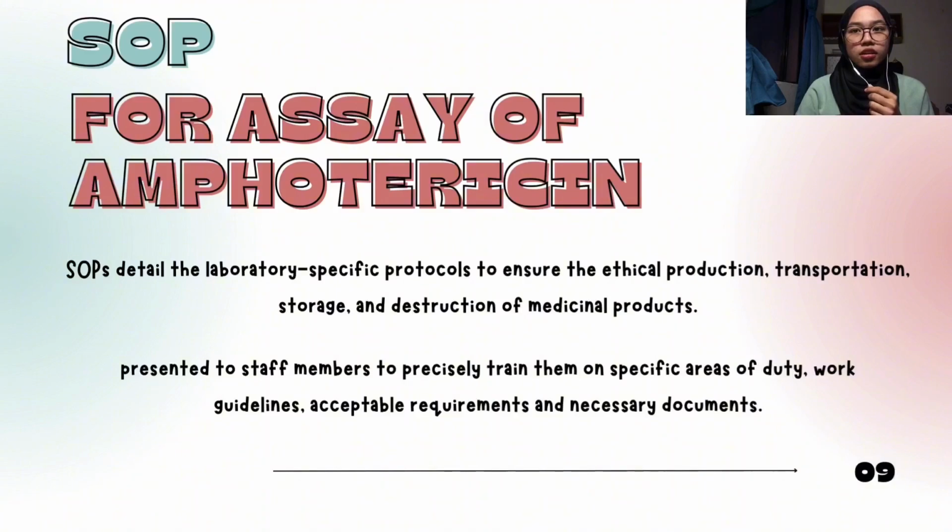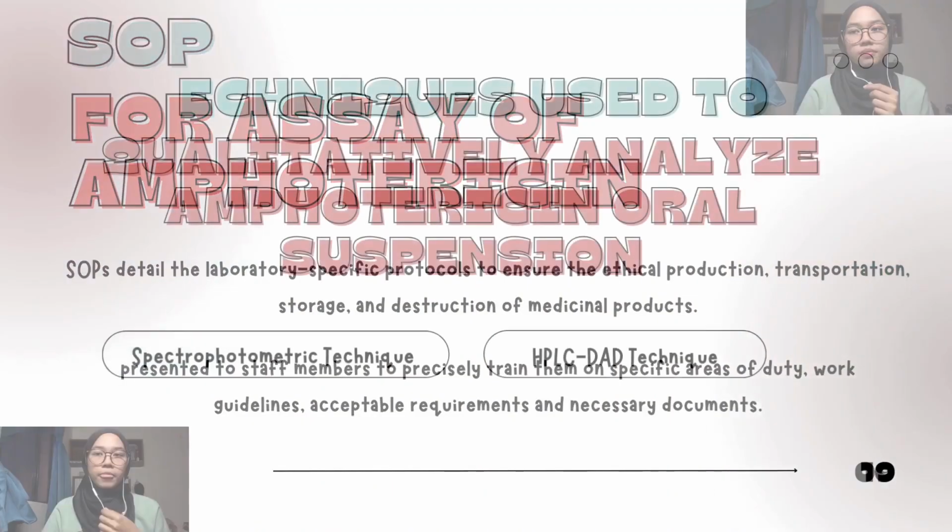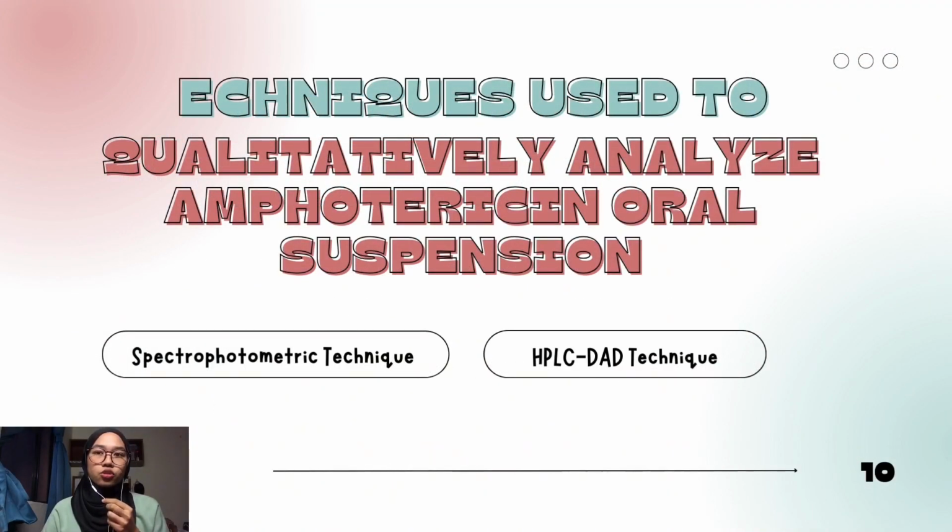SOP for assay of amphotericin. SOPs detail the laboratory-specific protocols to ensure the ethical production, transportation, storage, and destruction of medicinal products. It must be presented to staff members to precisely train them on specific areas of duty, work guidelines, acceptable requirements, and necessary documents. There are two techniques used to qualitatively analyze amphotericin oral suspension, which are the spectrophotometric technique and also the HPLC DAD technique.